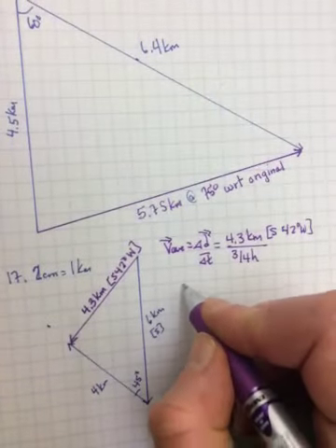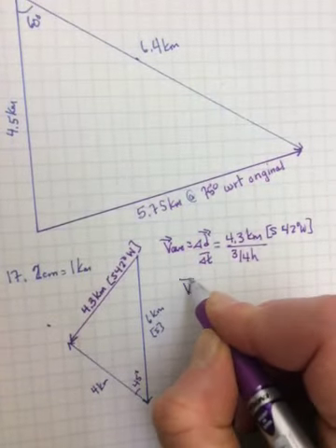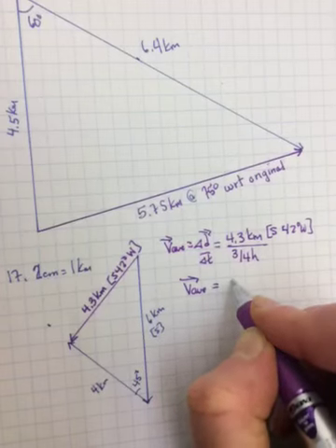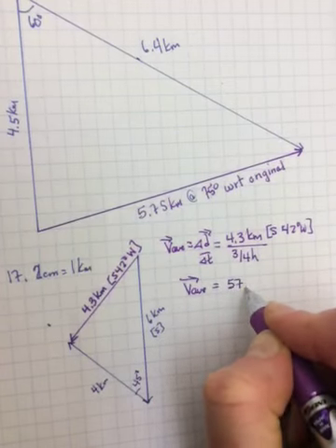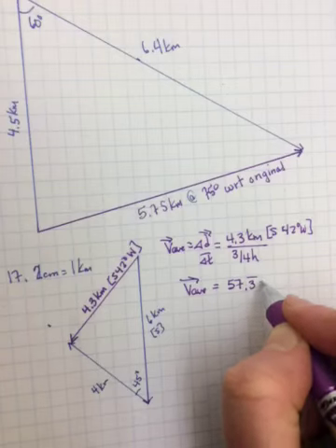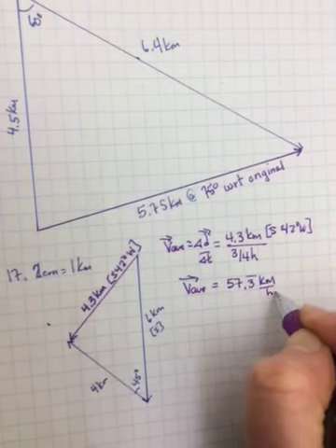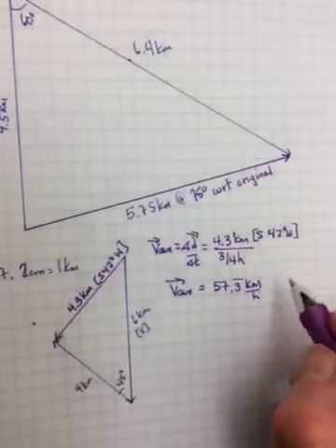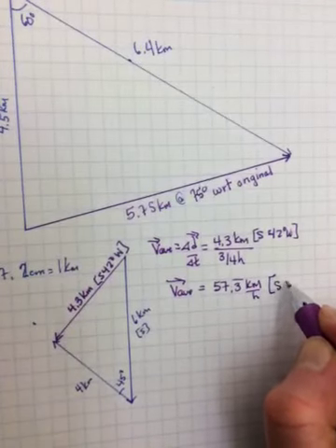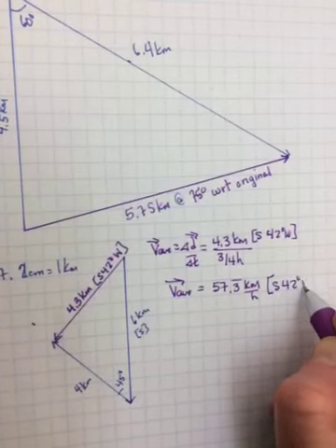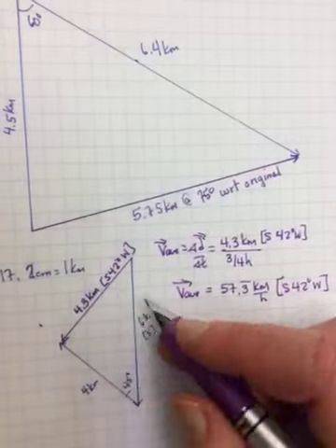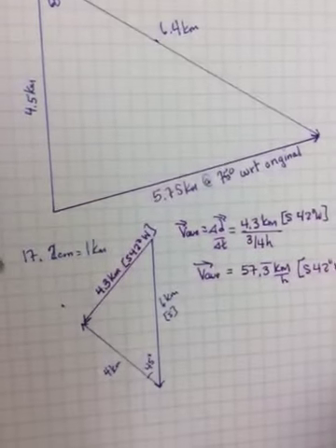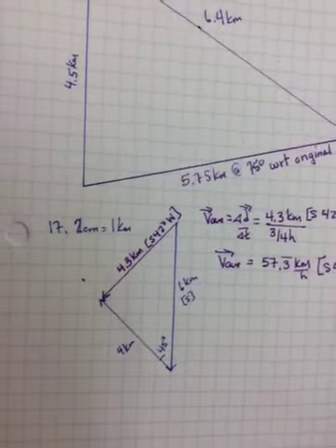And if you use the numbers I have, and yours will be a little bit different perhaps, you get something around 57.3, for me, 0.3 repeating, kilometers per hour. And then the direction is the same. So the direction of the displacement and of the velocity are always the same. Okay, I'm going to flip my page over.